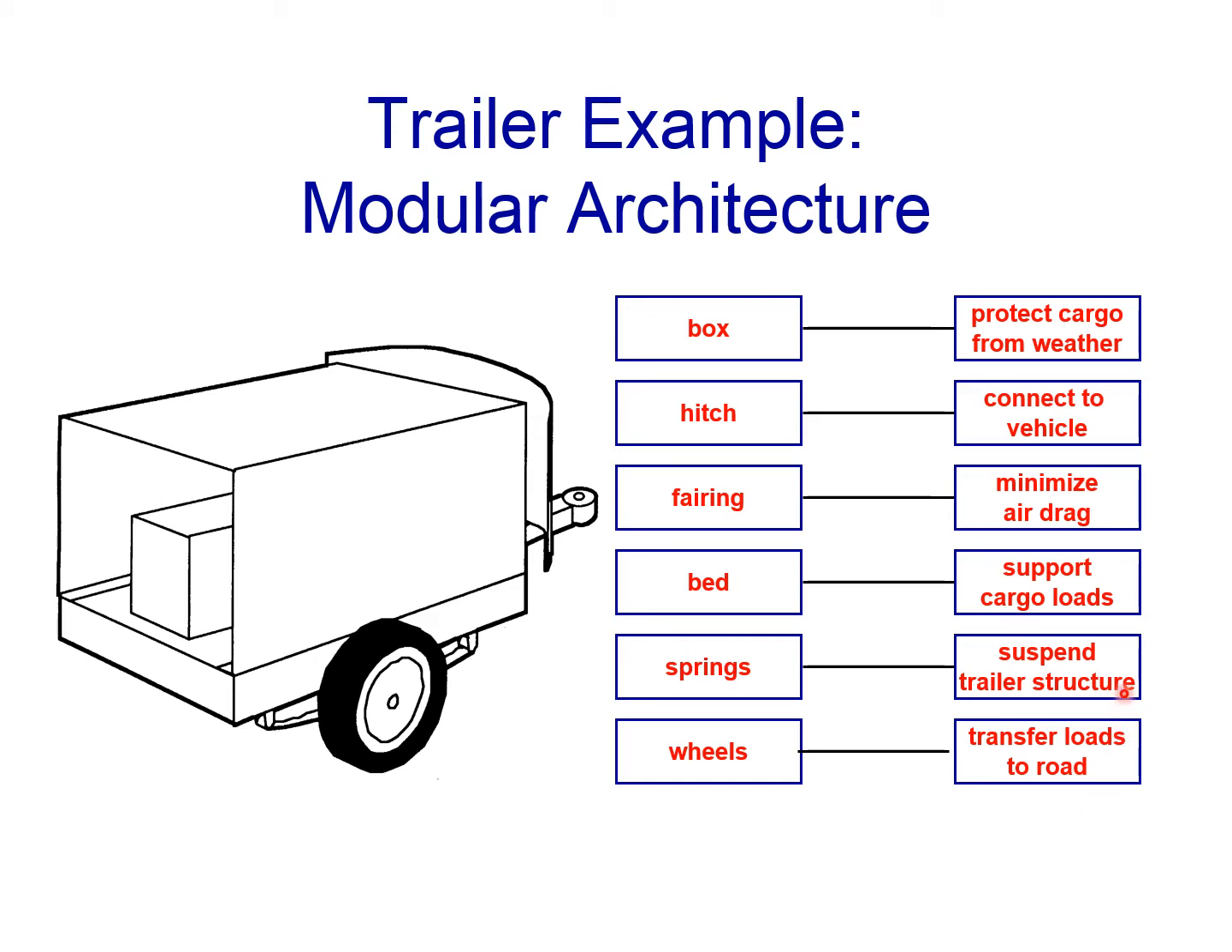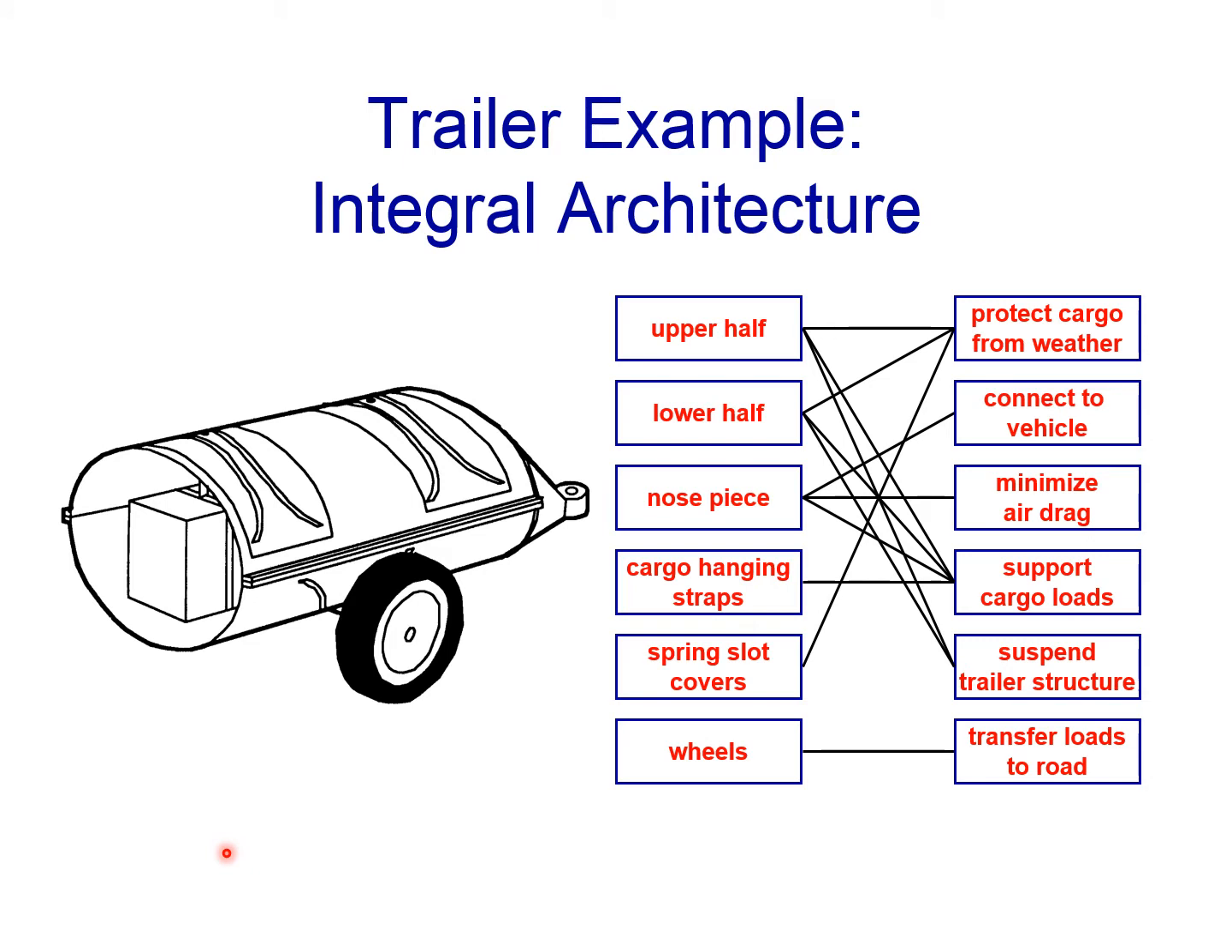These are functions for the trailer. These are 6 of them listed. For example, protect cargo from weather, connect to vehicle, minimize drag, and so on. Here are the physical elements used in building the trailer: box, hitch, fairing, bed, and so on. Observe the one-to-one mapping between the physical elements and the functional elements. An alternative mapping is an integral arrangement, which looks like this.